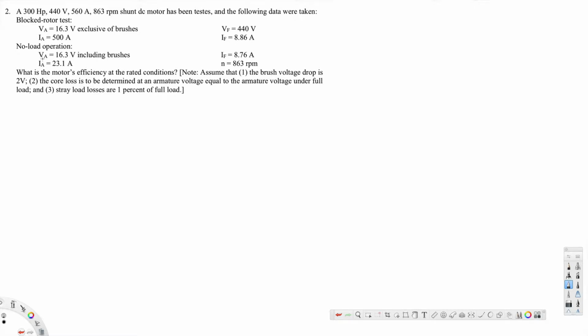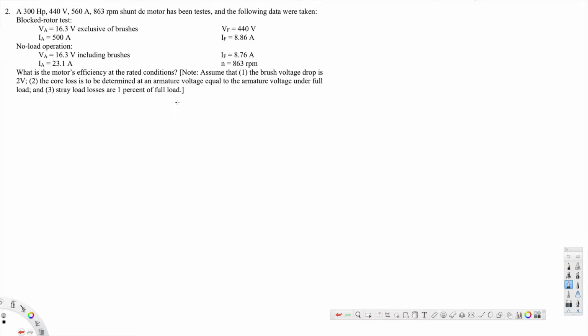No load operation: VA is equal to 16.3 voltage including brushes, IF is equal to 8.76 ampere, IA is equal to 23.1 ampere, N is equal to 863 revolutions per minute. What is the motor's efficiency at the rated conditions? Note, assume that the brush voltage drop is 2 voltage. Second, the core loss is to be determined at an armature voltage equal to the armature voltage under full load. Third, stray load losses are 1% of full load.